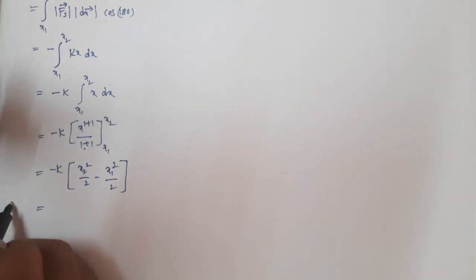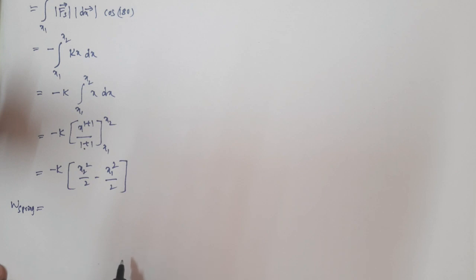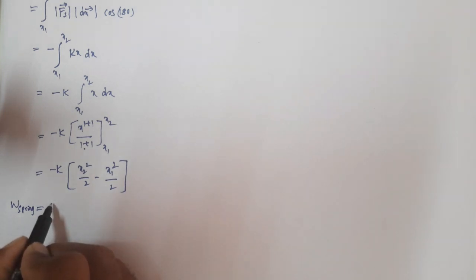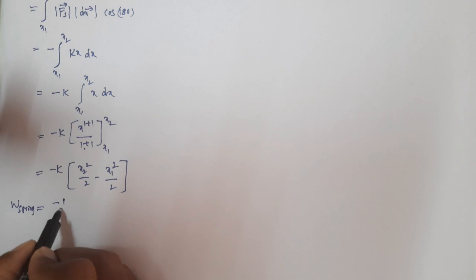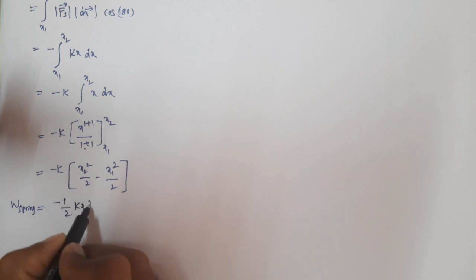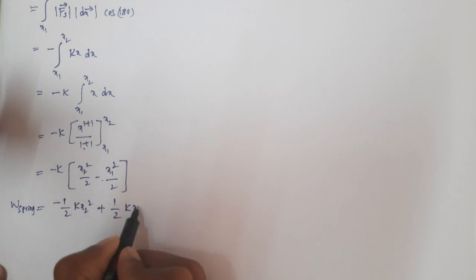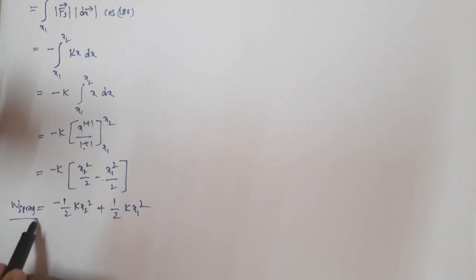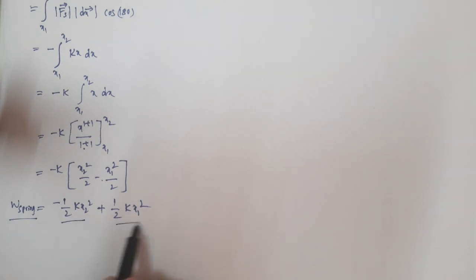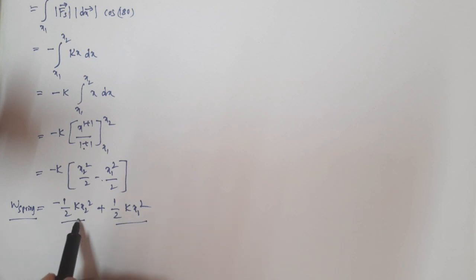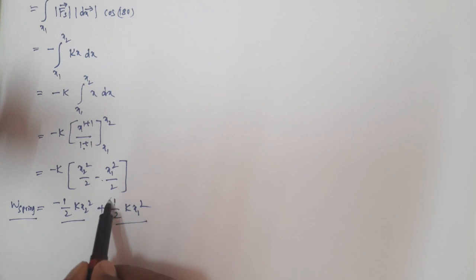Now, so work done by spring is equal to, what are we getting? Minus of kx2 square, minus into minus plus of kx1 square. So work done by spring, that means the unit of this quantity must be joules, right? Then what should be the unit of this quantity and this quantity? The unit of this quantity must be joules and the unit of this quantity must be joules. Joules means this quantity should represent energy and this quantity should represent energy.